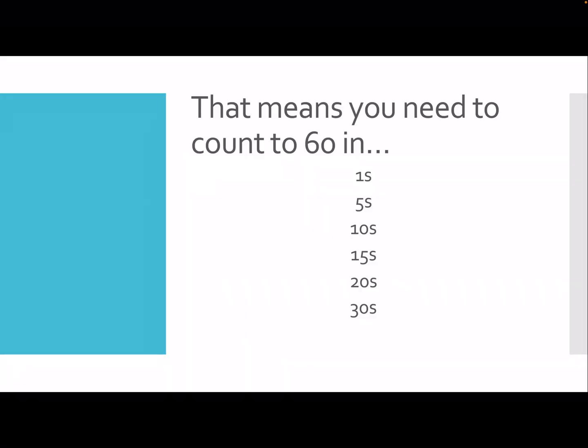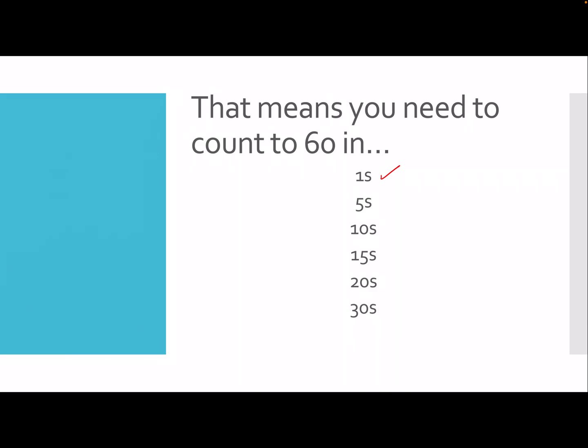So that means you, my dear Year 3 children, need to be able to count in these numbers up to 60. Can you count in 1s to 60? I think you probably can. That's just literally counting 1, 2, 3, 4, 5, 6, 7, 8, 9, 10 and carrying on to get to 60. Can you count in 5s to 60?